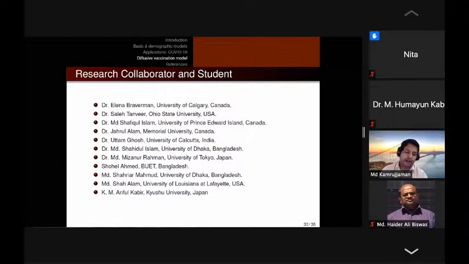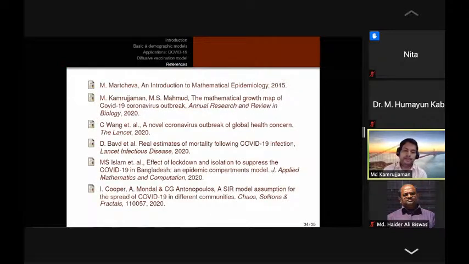And now it's time to acknowledge all of my research collaborators, some of them in epidemiology and in ecology. Definitely they have many contributions to this study, especially for the last vaccination model and also the ordinary differential equation model, I mean the fourth compartment and fifth compartment model. I acknowledge all of them for their contribution to this research. And there are some corresponding references. Researchers who are planning to study epidemiology can follow the first book, a very nice introductory book in mathematical epidemiology.